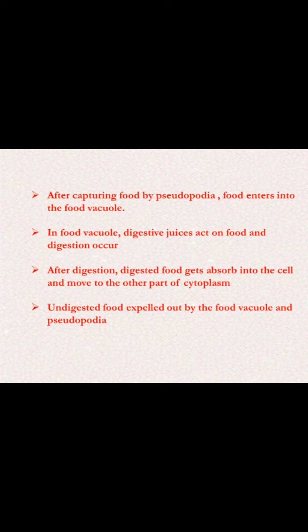After digestion in the food vacuole, the food is absorbed by the amoeba, and the absorbed food is transported to different parts of the cytoplasm. Whereas the undigested food is expelled out by the food vacuole. So this is how the digestion in amoeba occurs.